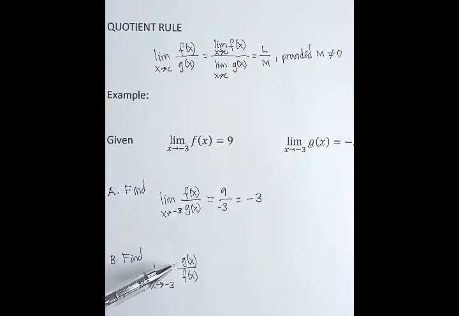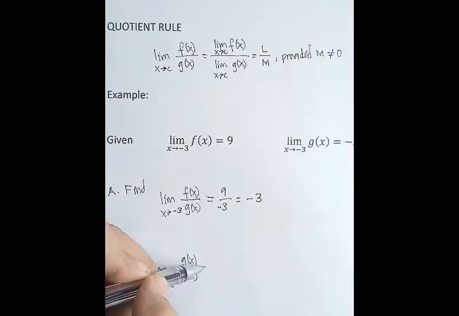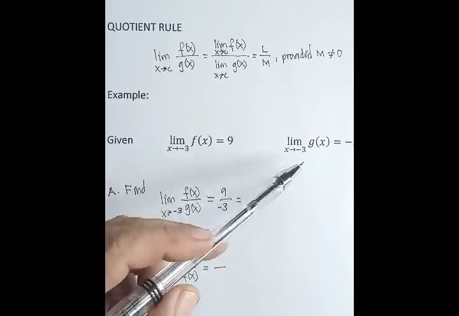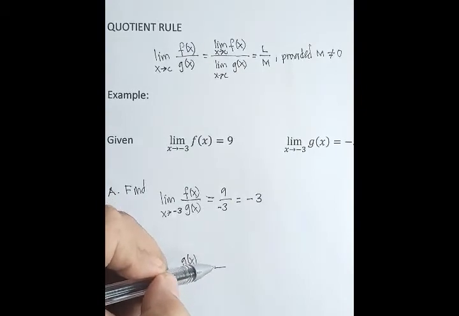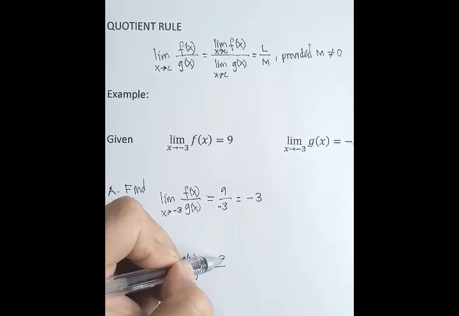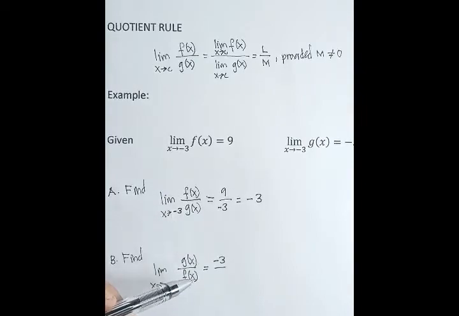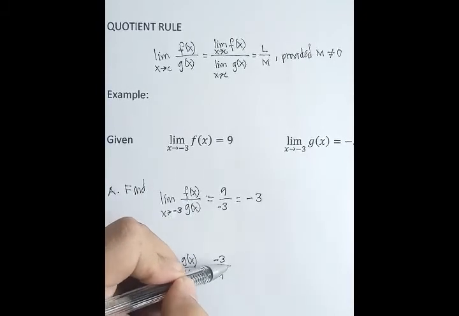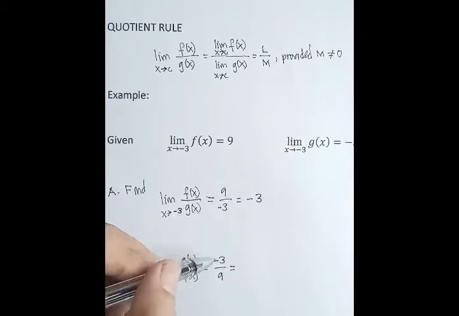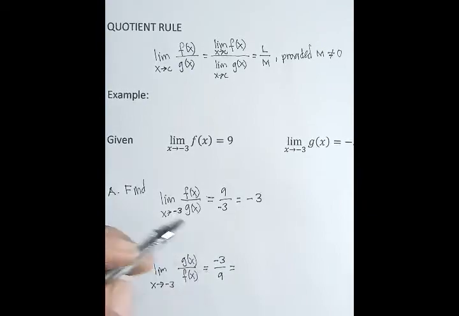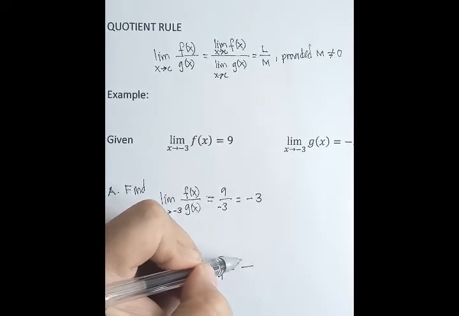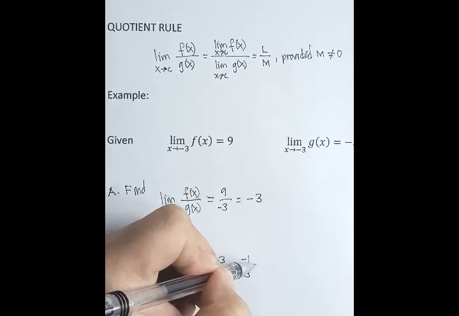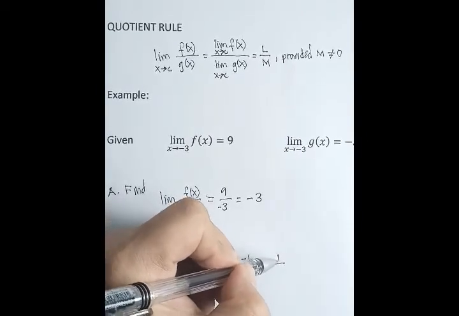How about if g of x is the numerator and f of x is the denominator? The same, we still follow the rule. In this case, our g of x is the numerator, which is negative 3, and our f of x is the denominator, which is 9. So we just simplify this. Divide both by 3. So it becomes negative 1 over 3, or negative 1/3.